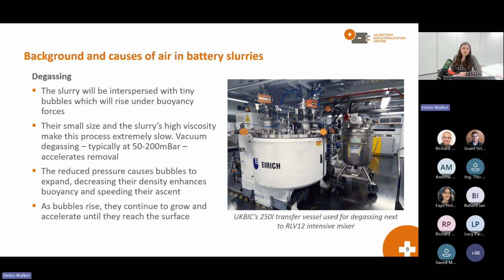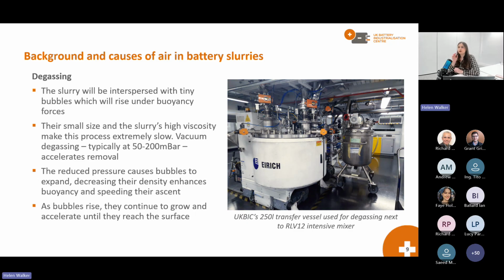Okay, so once we have completed a mix at UKBIC, we then transfer that slurry from the mixer into a transfer vessel, which you can see on the right-hand side. It's the silver vessel on the right-hand side in that image. And this is where our degassing takes place. Typically, in the battery industry, slurries are degassed anywhere between about 50 and 200 millibar. Our transfer vessel that you can see here on our industrial scale-up line, we can degas down to about 40 millibar.